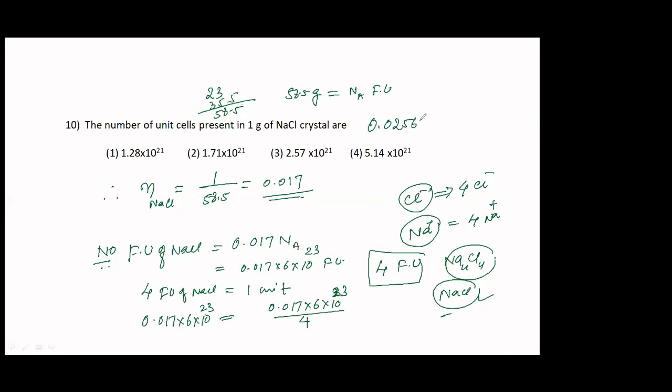0.0256 into 10 raised to 23. So I can write this as 2.57 into 10 raised to 21. Am I right? So therefore, your correct option has to be option 3.